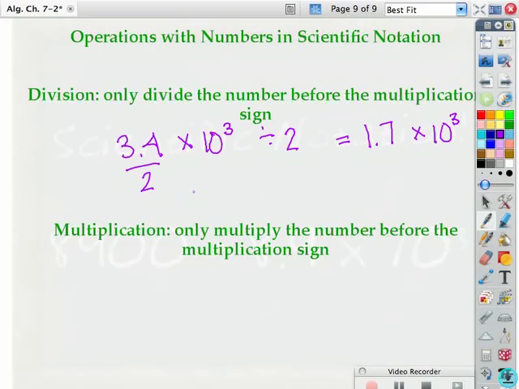Of course, you could always write it in standard notation and then divide and then flip it back to scientific notation, but you don't have to.